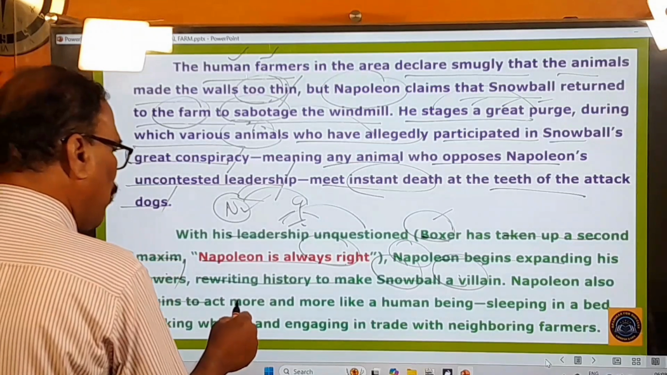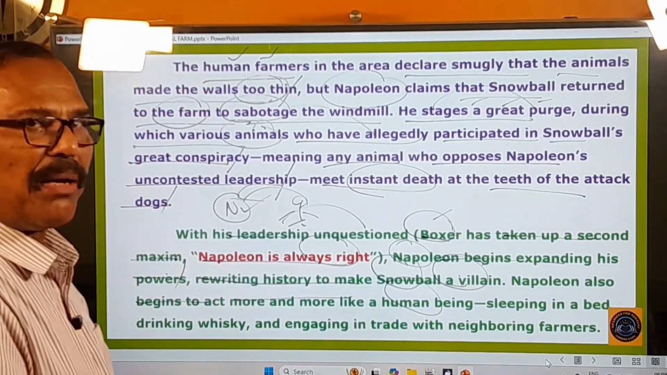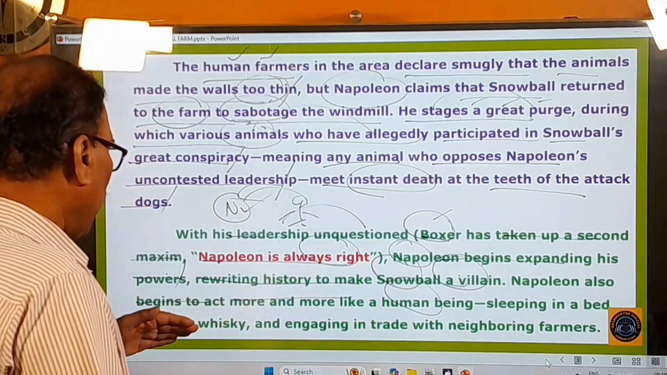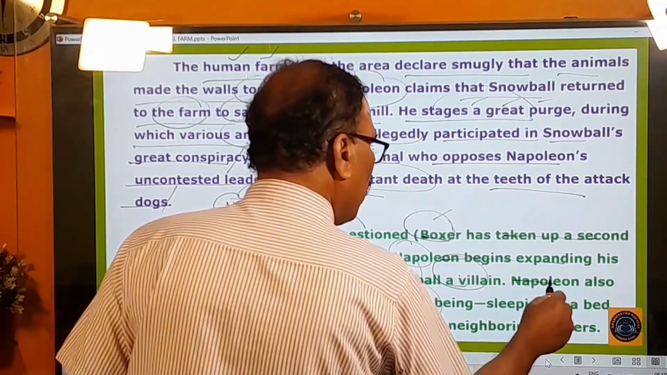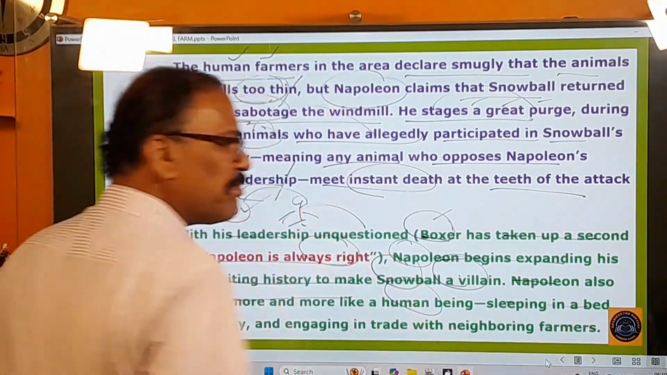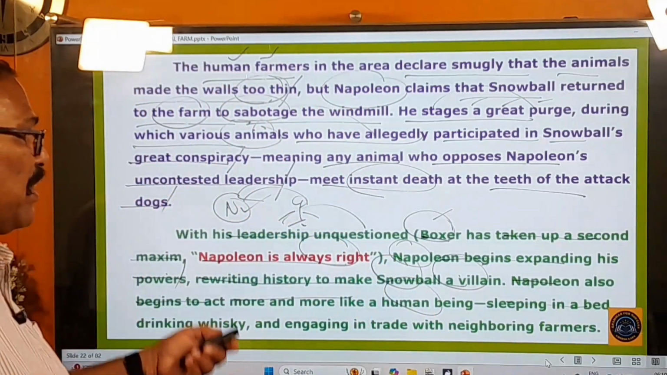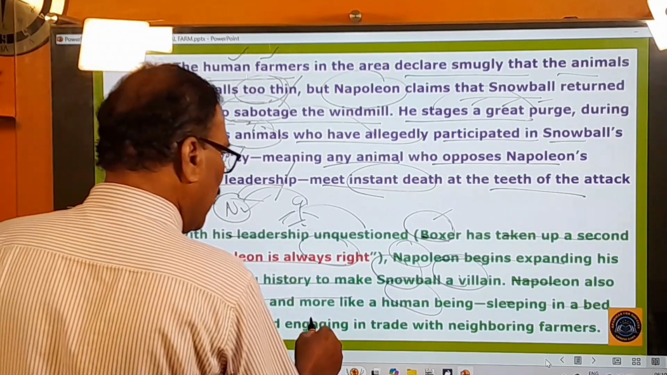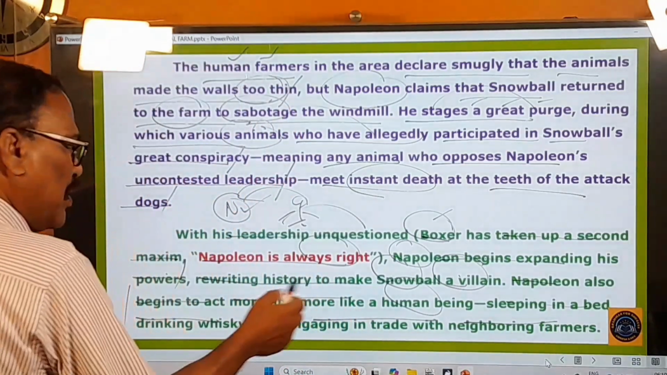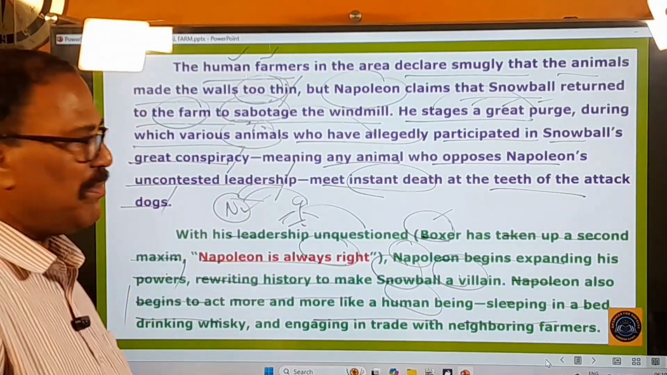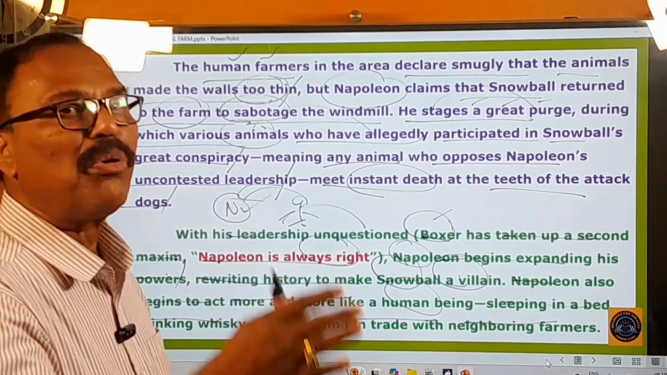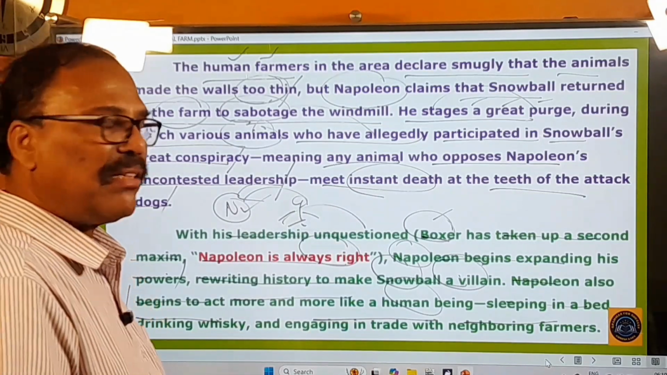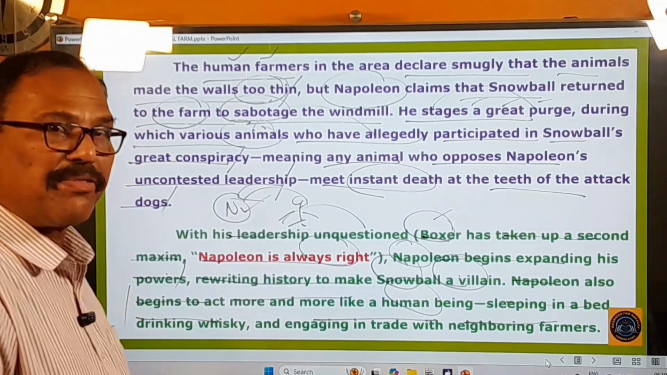Napoleon also begins to act more and more like a human being. So afterwards, what happened? This Napoleon, the pig, started behaving more and more like a human being. What did he do? Sleeping in a bed just like a human being, drinking whiskey, engaging in trade with neighboring farmers. So he was doing business with neighboring farmers and all that, though Napoleon is only an animal. Now you move on to other paragraphs of the story.